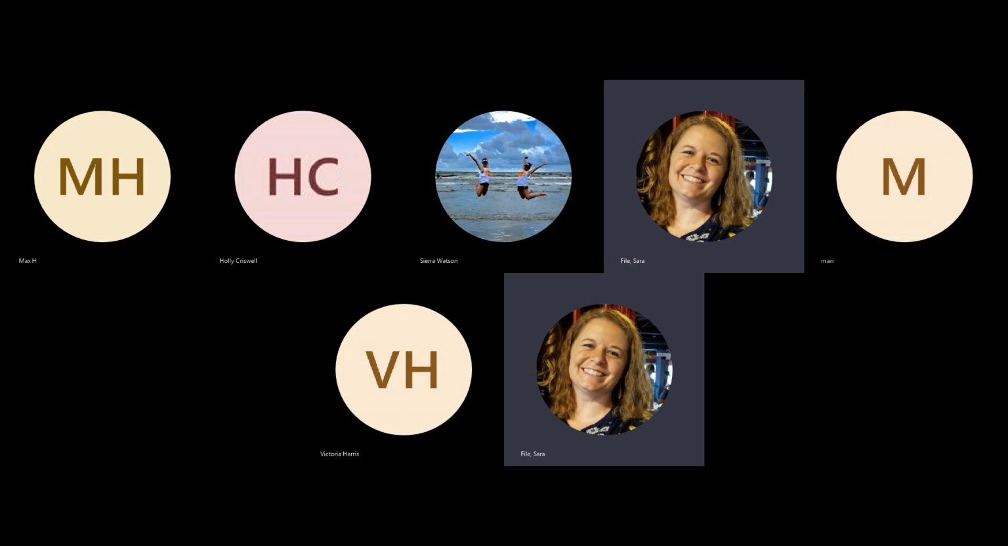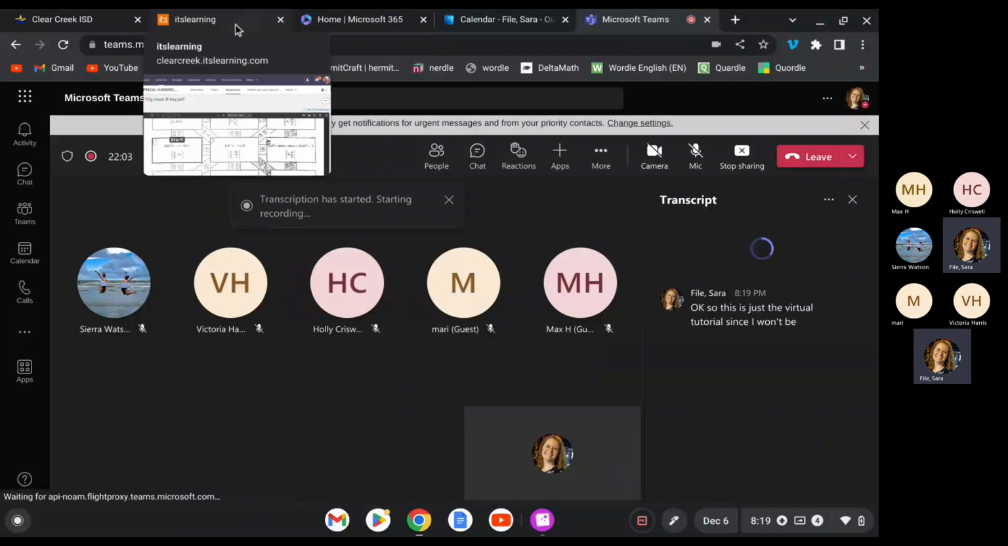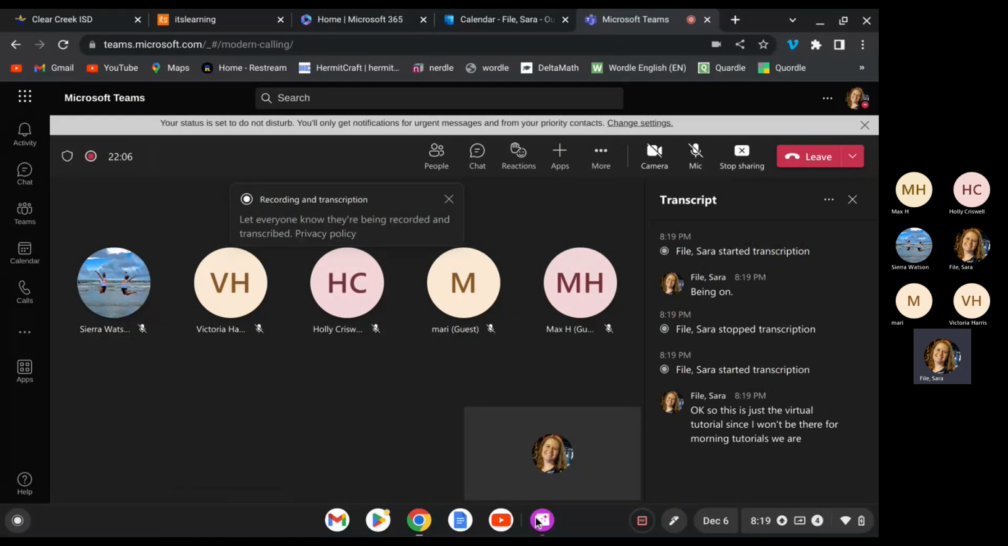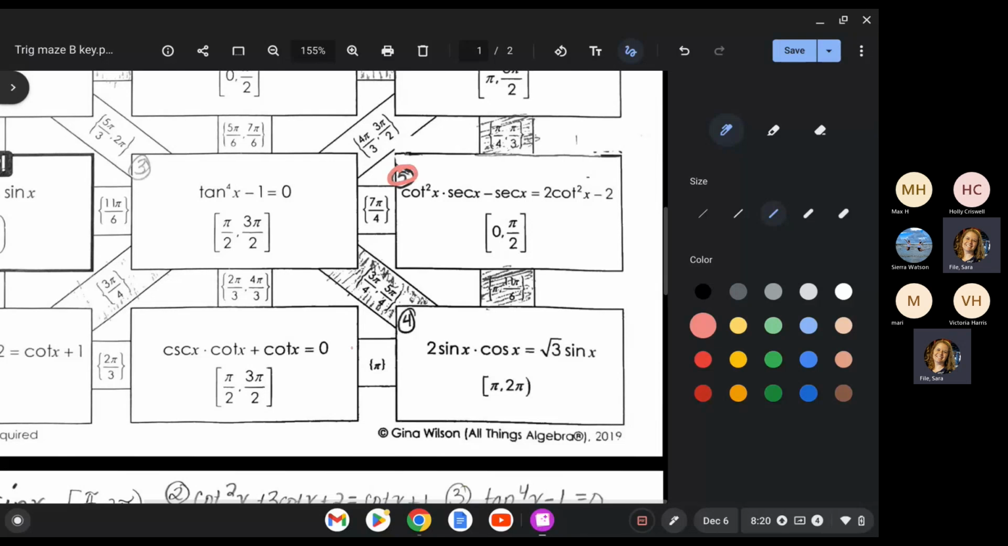Okay, so this is just the virtual tutorial since I won't be there for morning tutorials. We are looking at maze B for solving trig equations. We're going to look here at number 5 to start. I know they're not numbered on your paper, but this is the order of the numbers that you should have gone through. So really quick, just to show you how you should have gotten here.